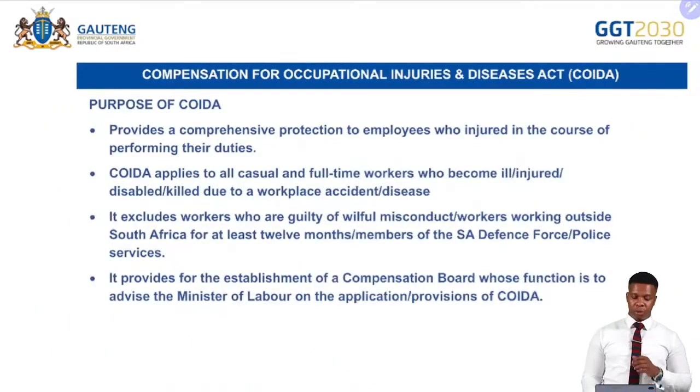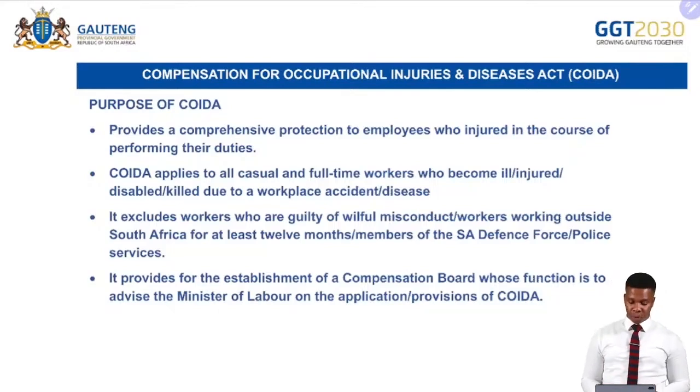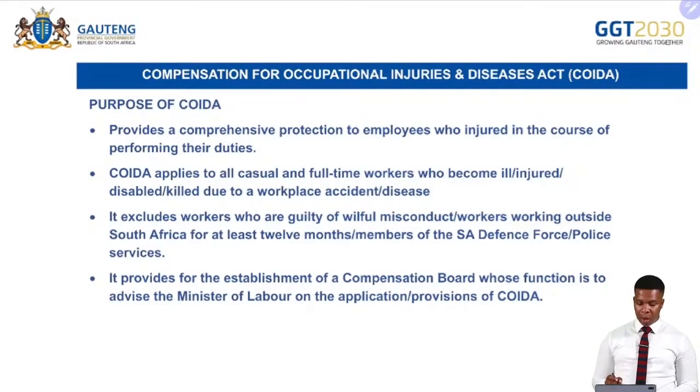Then we look into another act, which is Compensation for Occupational Injuries and Disease Act. When we are looking into that particular act, this is what you should know. This is why the act was developed. It was to provide comprehensive protection to employees who are injured in the course of performing their duty. Another one is that COIDA applies to all casual and full-time workers who become injured or ill or disabled or killed due to a workplace accident or disease.